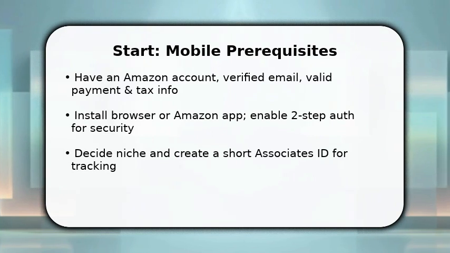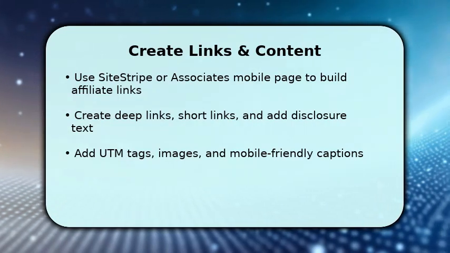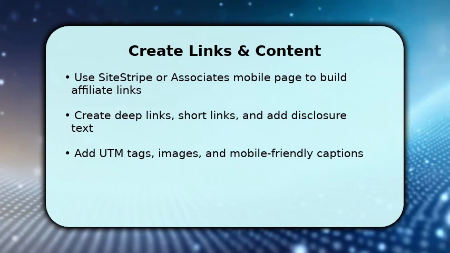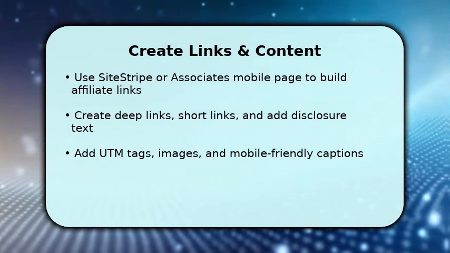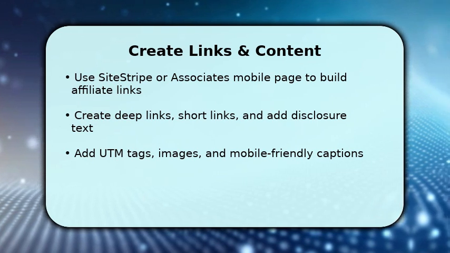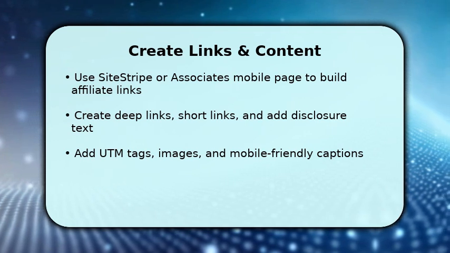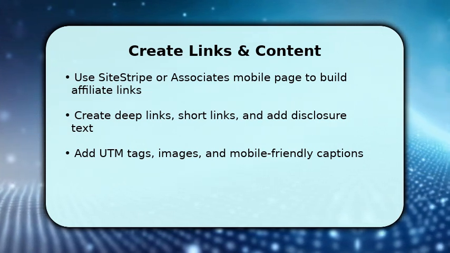Now you build and refine affiliate links on your phone. Use SiteStripe in the mobile browser or the Associates mobile dashboard to generate text, image, or short links. Deep link directly to product pages for higher conversion. Then add a visible disclosure in every post and append UTM parameters to track performance.